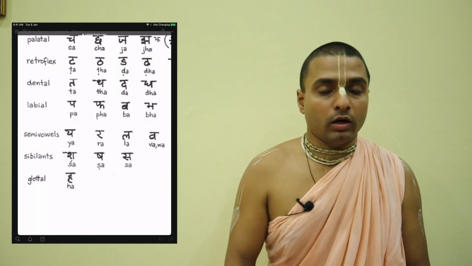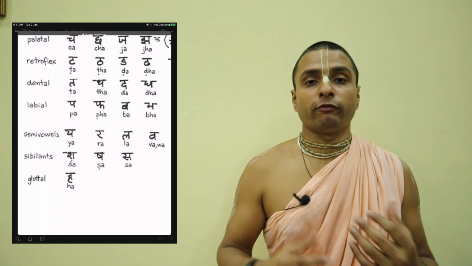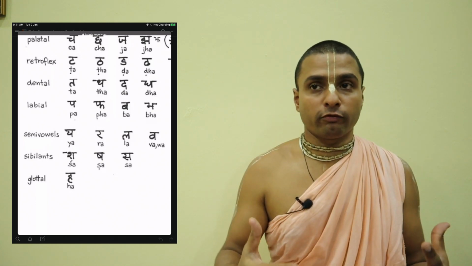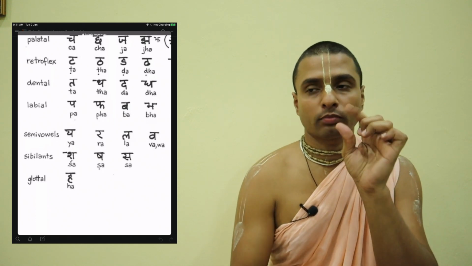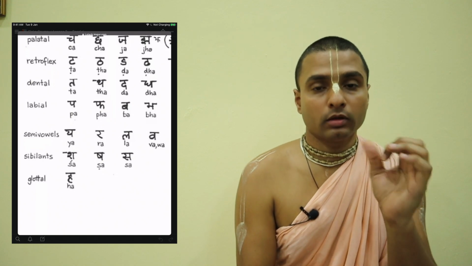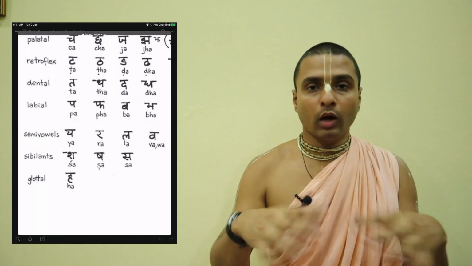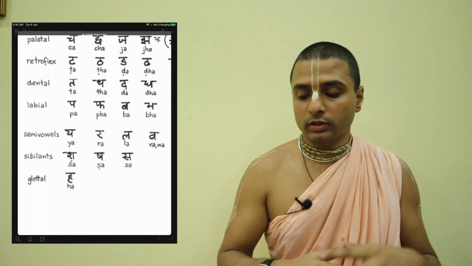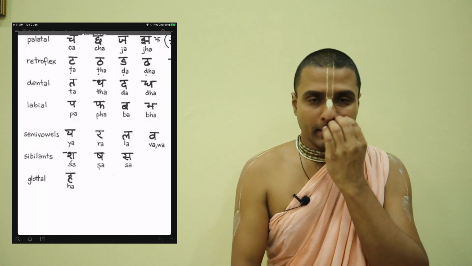And then va is also in the same category. In va the sound is still coming, but you're stopping it. The top teeth touch the bottom lip, so it is kind of a stop, but there is slight allowance of air, the sound to go out. So va is a semivowel. That is, I think, quite straightforward.